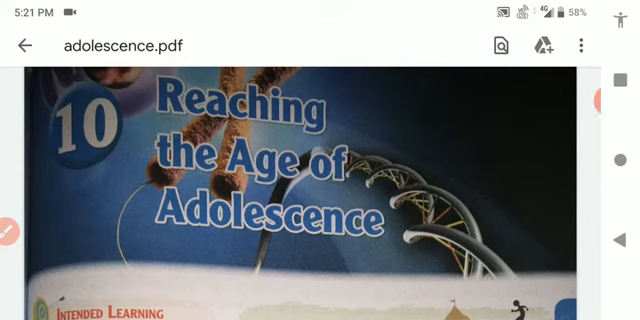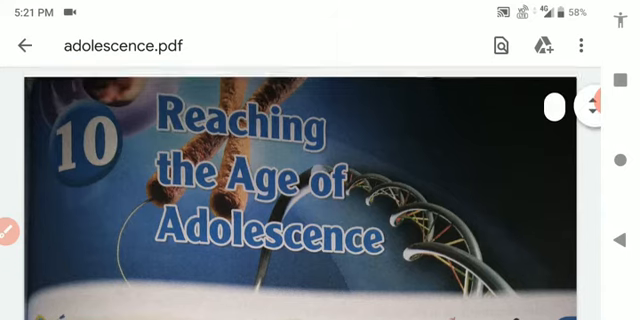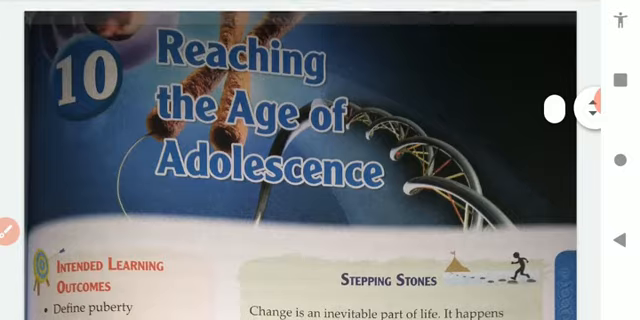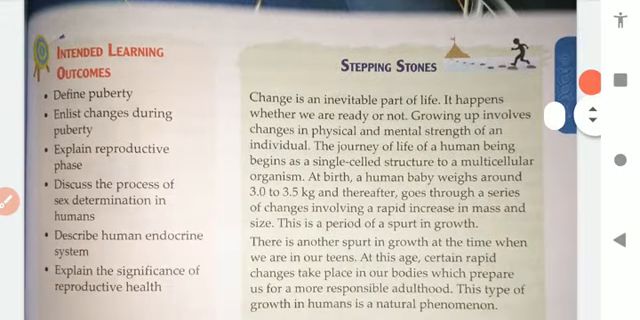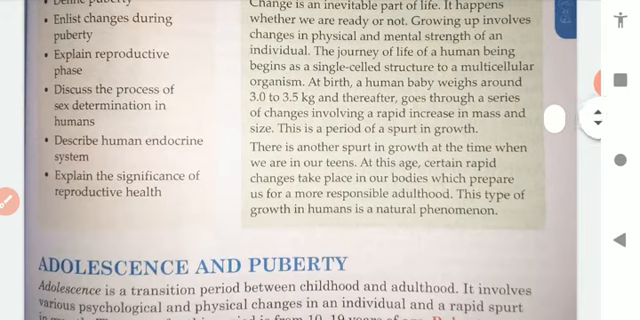So in our today's class we are going to start learning chapter number 10, that is Reaching the Age of Adolescence. So in this lesson we will come to know about the different features of the adolescence period and puberty. So let's start our today's class.